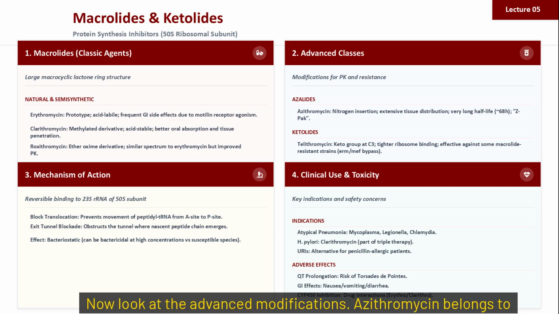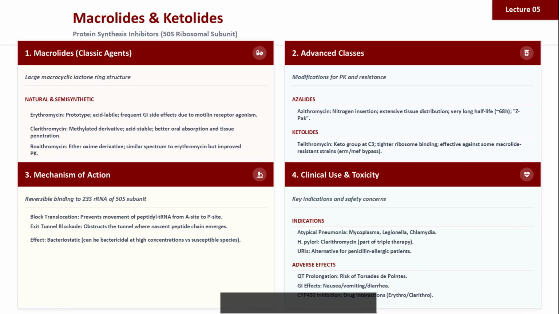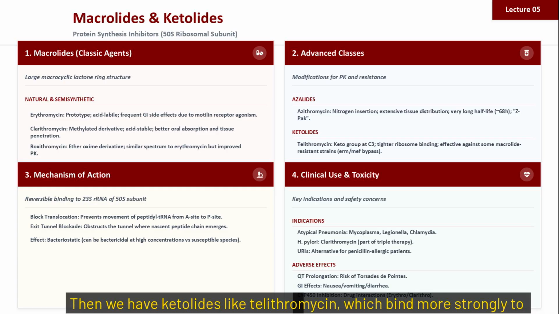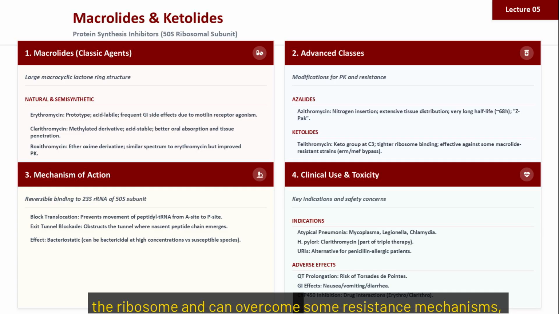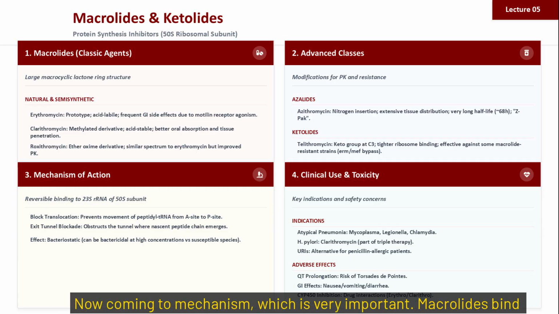Now look at the advanced modifications. Azithromycin belongs to azalides, where a nitrogen is inserted into the ring, giving it a long half-life and excellent tissue distribution. That is why it is widely used in respiratory infections. Then we have ketolides like telithromycin, which bind more strongly to the ribosome and can overcome some resistance mechanisms, especially ERM-mediated resistance. Now coming to mechanism, which is very important.